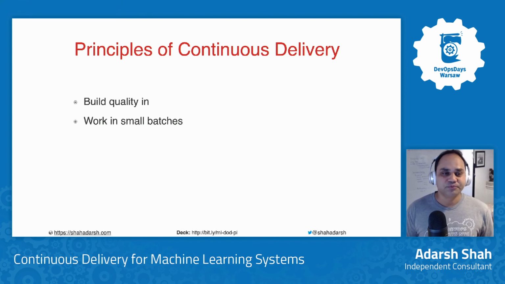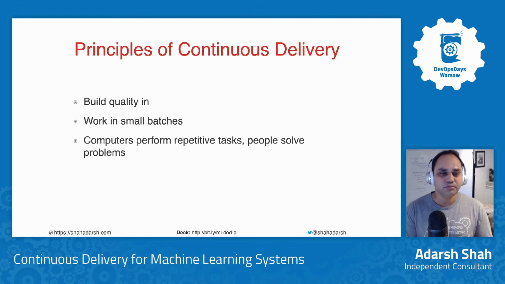The second one is work in small batches. As I mentioned earlier, doing single piece flow and getting faster feedback is helpful in finding issues. And this is pretty important. There is a word for this in Japanese, jidoka, which means automation with a human touch. Computers perform repetitive tasks, they are good at that, and we should use computers for that. But people solve problems. So you need automation, but you need that human touch as well to solve problems.